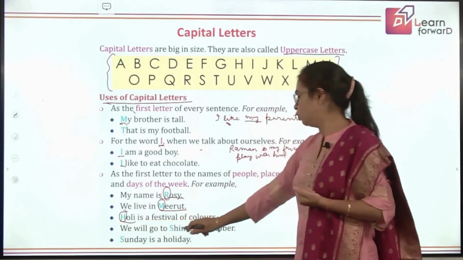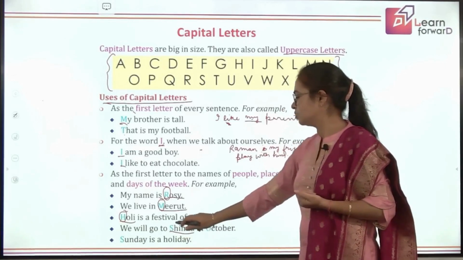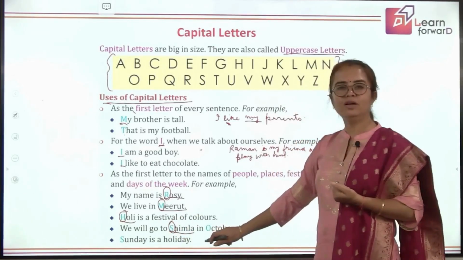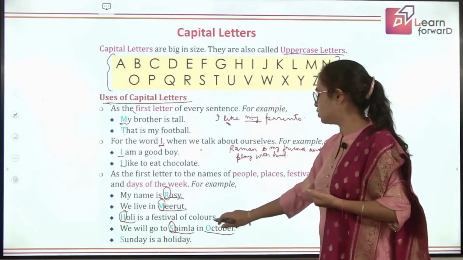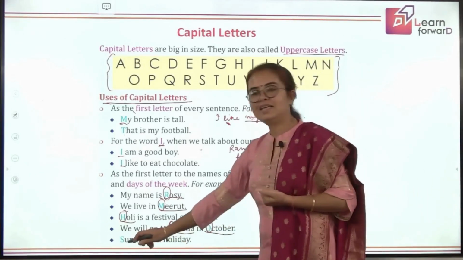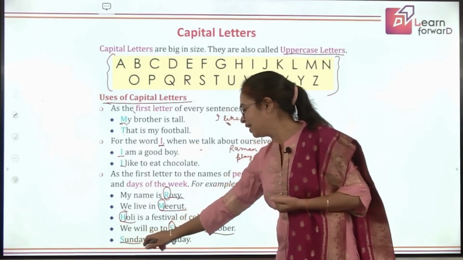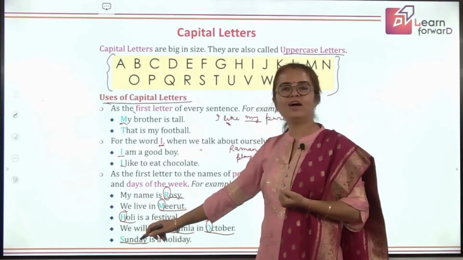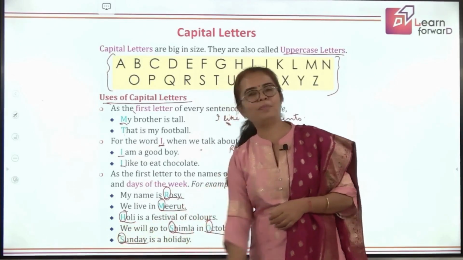Next, we'll go to Shimla in October. Again, Shimla is the name of a city. So we are starting it with capital S. October is the name of a month. Very good. So the month is also starting with capital O. Sunday is a holiday, and you all get a weekend to relax, to have lots of fun. So it's the name of a day, and we are starting that also with capital letter.